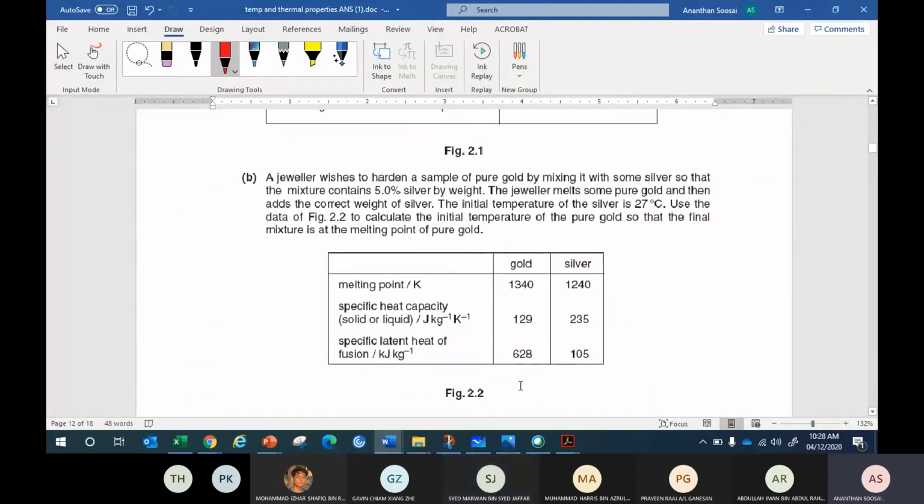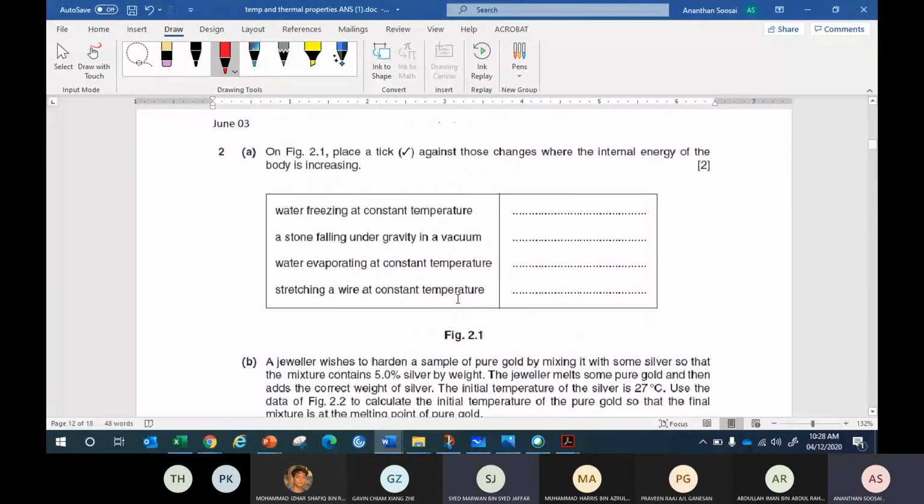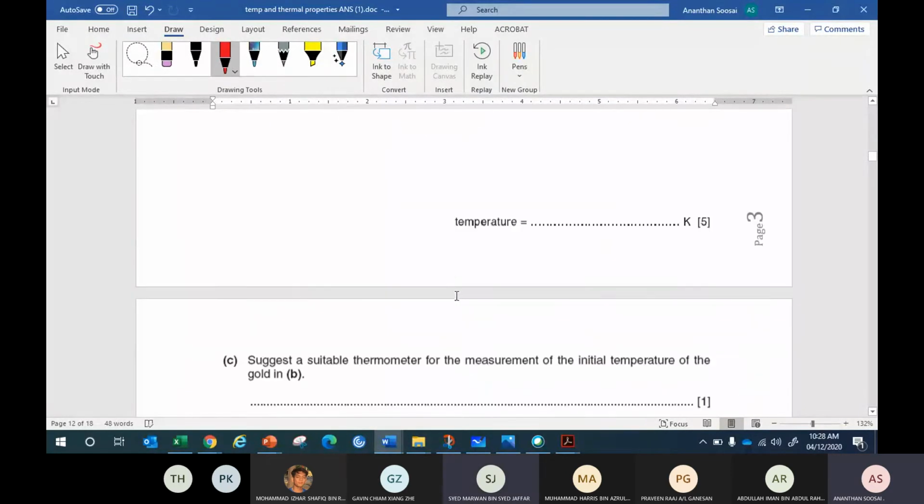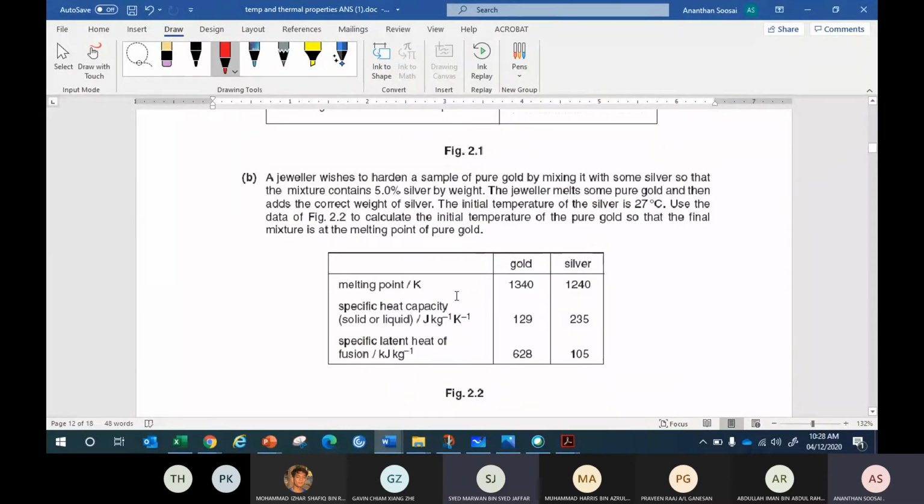Okay, next one, a pretty challenging one. If you can do this, you have already mastered this kind of question. Part B. This is June 3, question 2B, on page 3. Two minutes for you. Read the question, check which is energy loss and which is energy gain. Check if any specific heat or latent heat is involved.